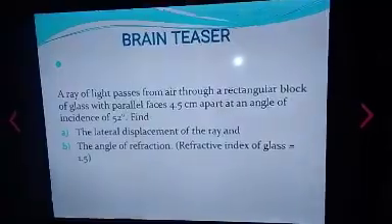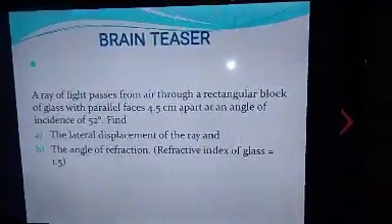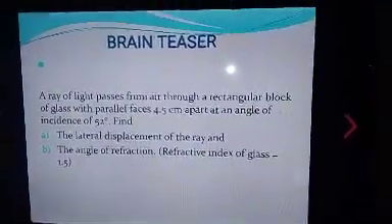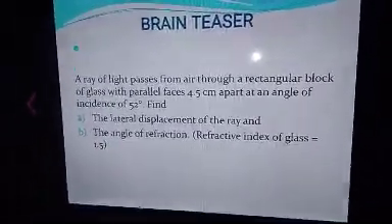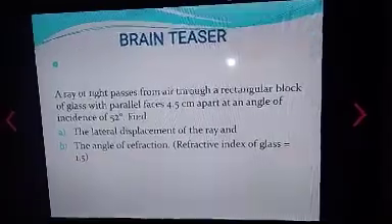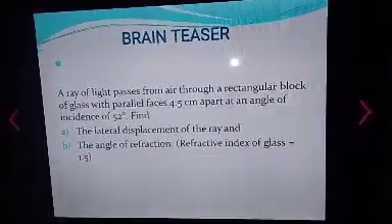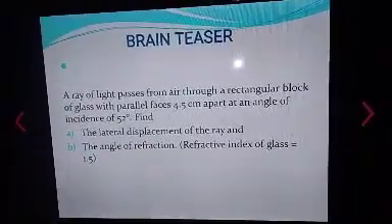Now, let me drop a brain teaser. Let's consider light passing from air through a rectangular block of glass with parallel faces 4.5 cm apart at an angle of incidence of 52 degrees. Now, let us find the lateral displacement of the ray and the angle of refraction.